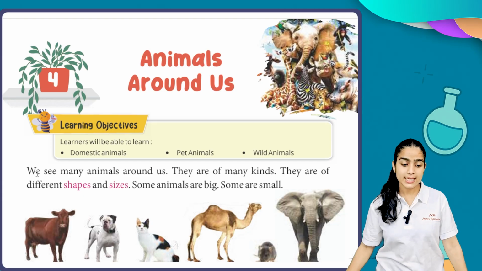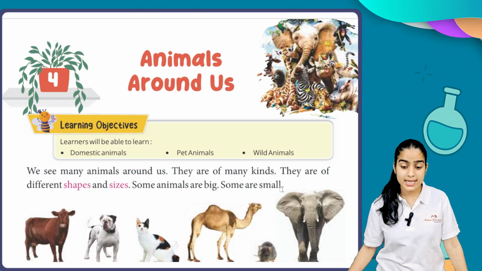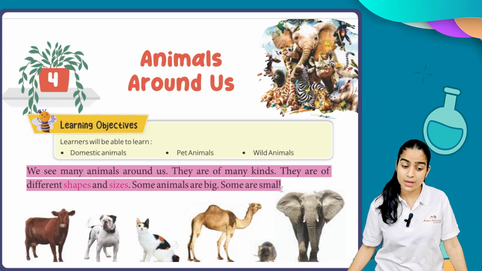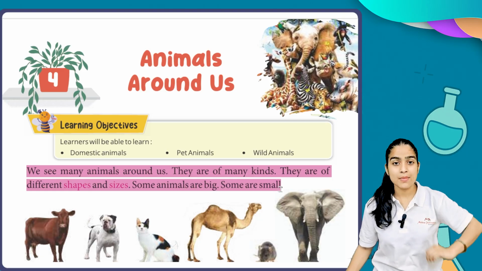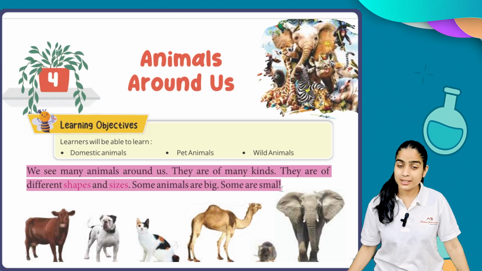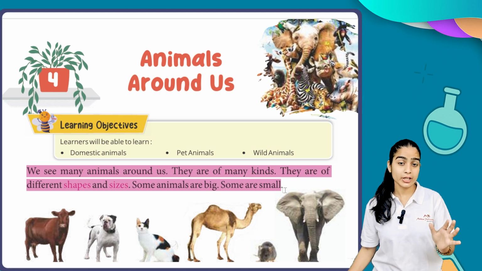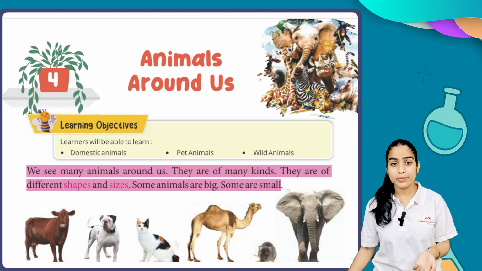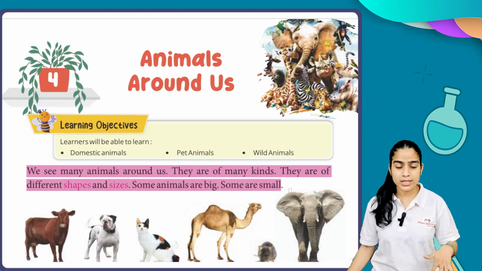We see many animals around us. They are of many kinds, of different shapes and sizes. Some animals are big and some are small. For example, your rabbit is small, right? But your dog is big. And if we discuss only one category, dogs, you are able to see different kinds of dogs: small dogs, big dogs, moderate dogs.